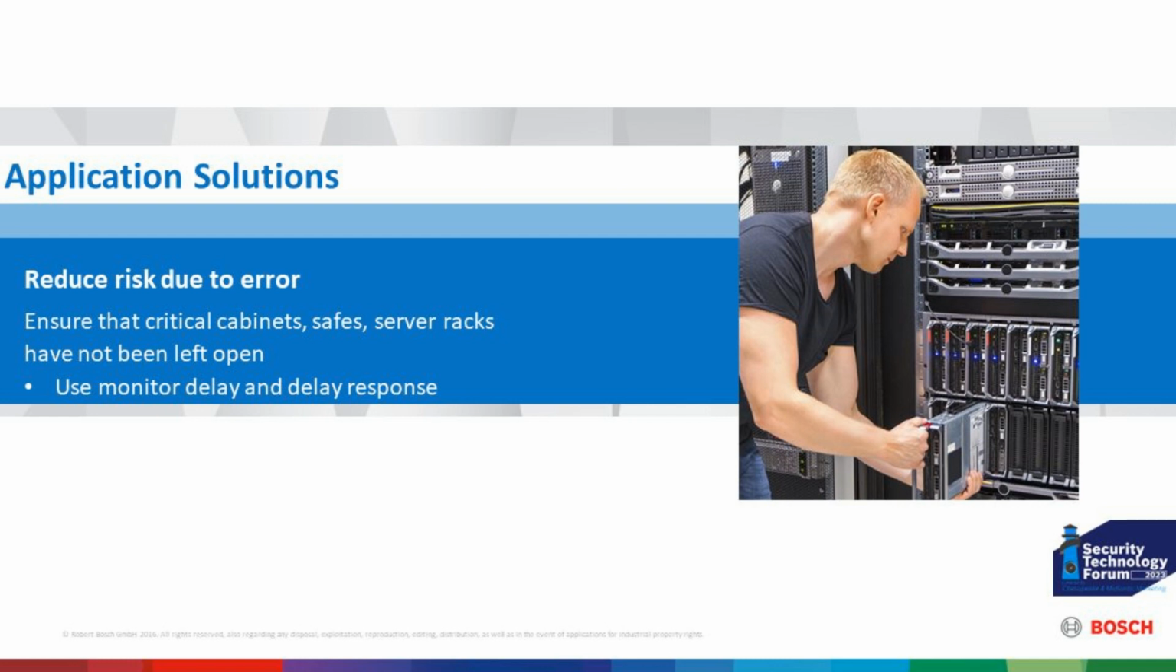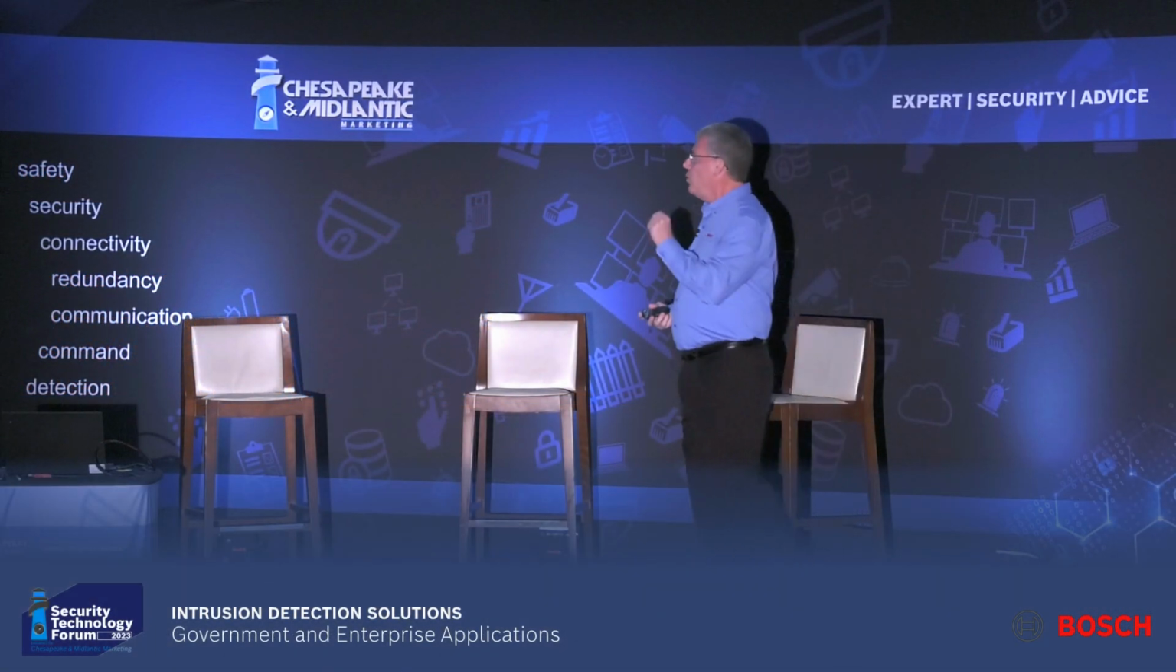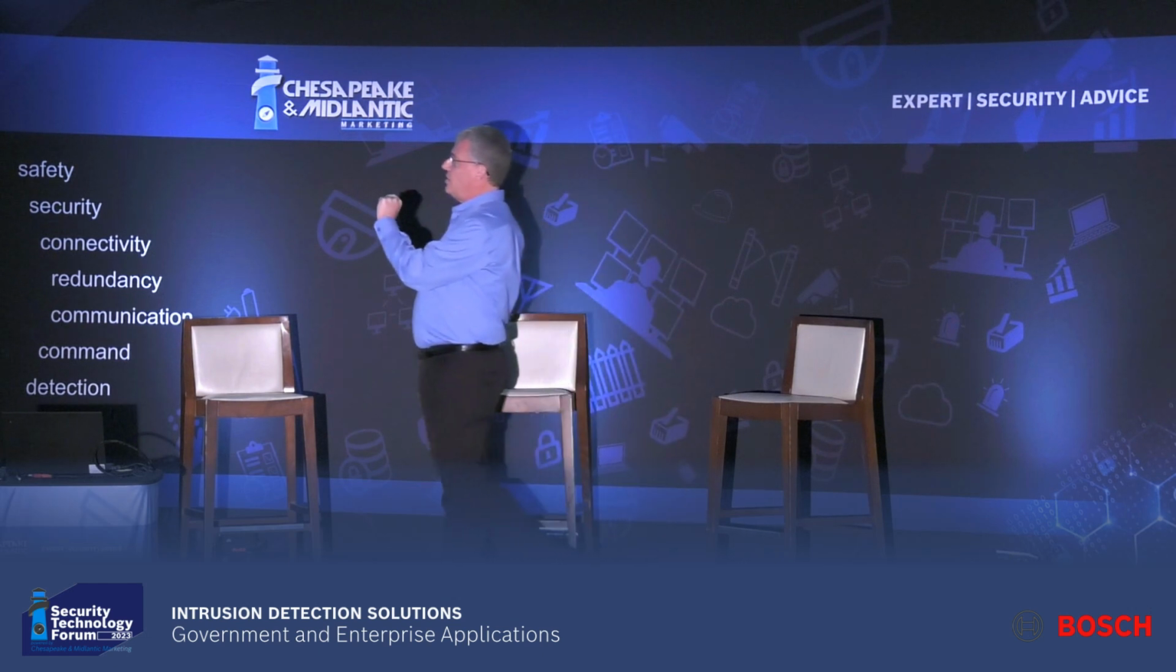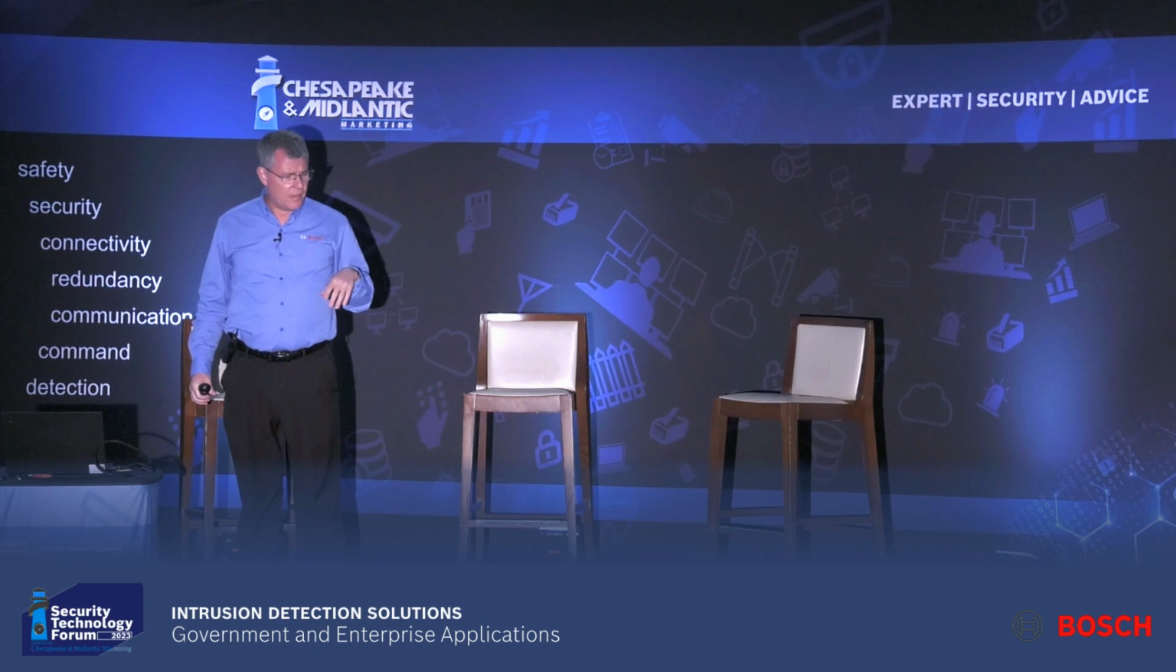What is something bad that has happened in my building that I might want to activate a report for that isn't necessarily a burglar? Server racks. Somebody leaves the server rack open. Somebody opens a server rack. We can actually control access to that server rack. It's part of the alarm system. We have access control built into the alarm system. You can use that or not.